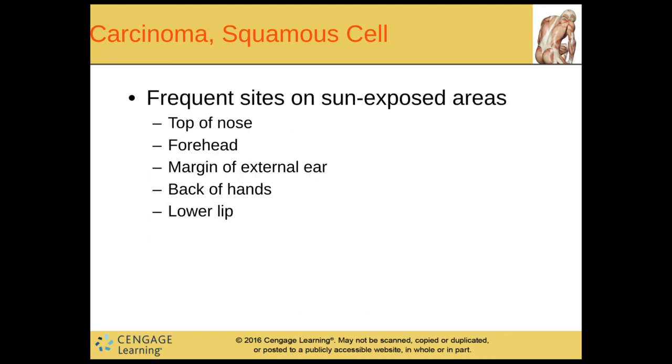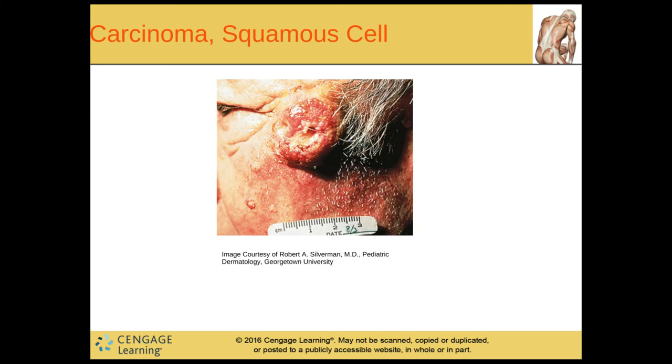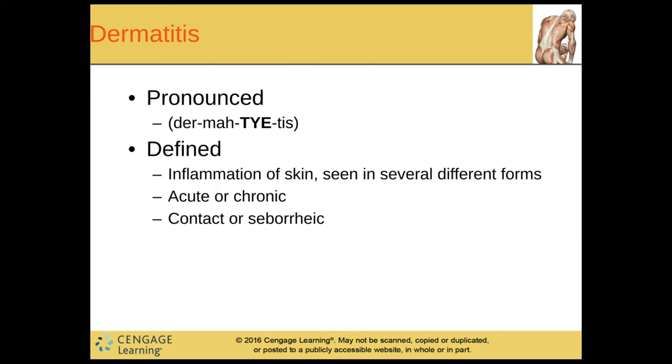It is frequently on sun exposed areas, so like the top of the nose, the forehead, margin of the external ear, so kind of the back part of your ears, right? And then sometimes on the back of the hand, the lower lip, just places that the sun hits, right? So wear sunscreen. All right, so that's a squamous cell carcinoma. So it's a lot faster growing than a basal cell carcinoma.